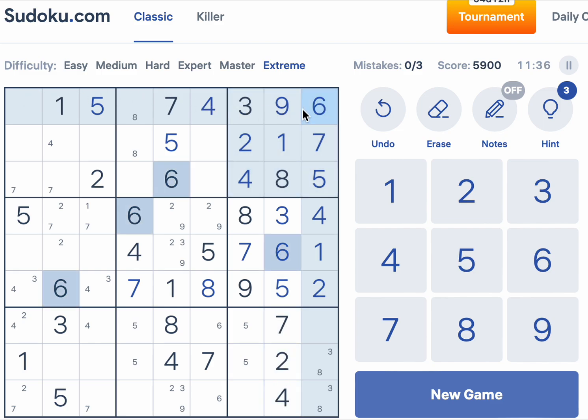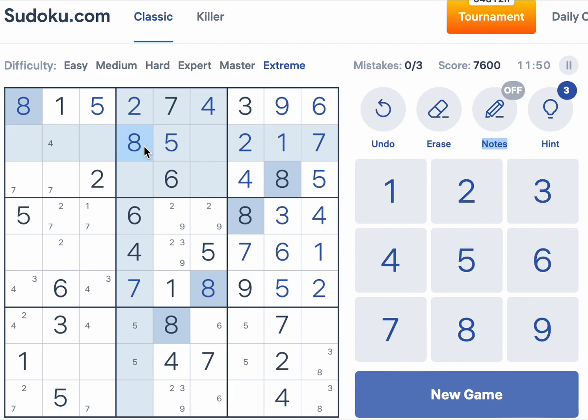So for this row, we're missing 2 and 8. With 2 in this block already, this cell must be 8, and this is 2, and this cell must be 8 as well. And then in this block, originally we have these 2 numbers could be 4, with this row having 4 already, so this cell must be 4.